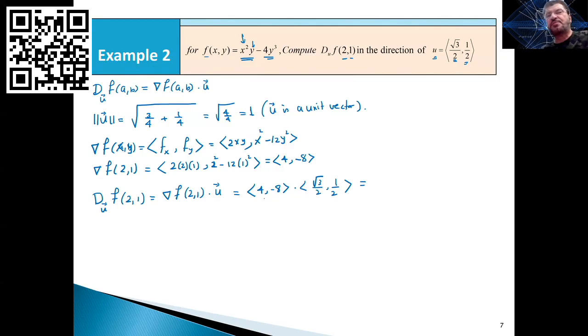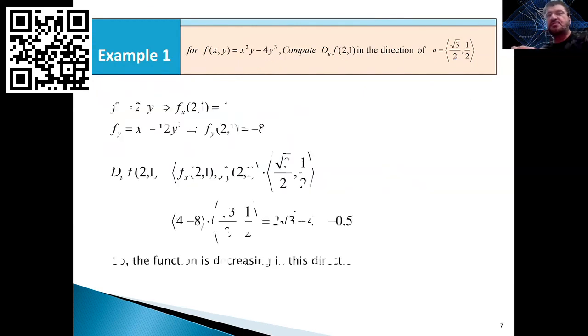Let's multiply. How do you do dot product? We multiply the first component with the first component. So it's going to be square root of 3 over 2 multiplied by 4. Then plus the second times the second. So it's negative 8 multiplied by half. This 2 with this one is gone. So you have 2. So this is equal to 2 square root of 3 minus 4. All right. And this is our directional derivative.